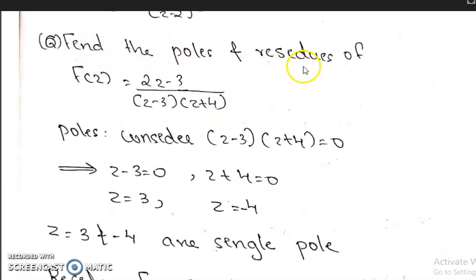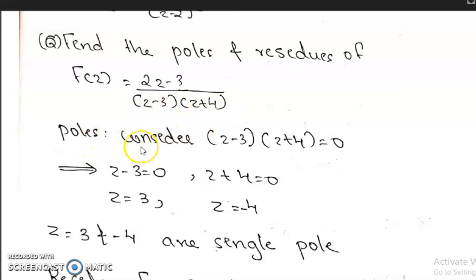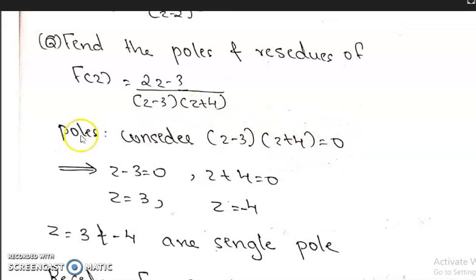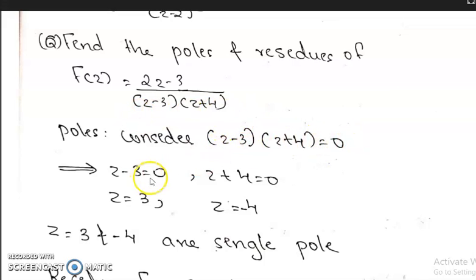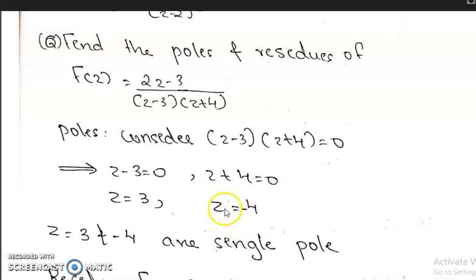Find the poles and residues of f(z) = (2z - 3)/((z - 3)(z + 4)). Poles: consider (z - 3)(z + 4) = 0. How to find poles? By equating the denominator to 0. So, we get z - 3 = 0 and z + 4 = 0. z - 3 = 0 implies z = 3, and this implies z = -4. So, z = 3 and -4 are simple poles.